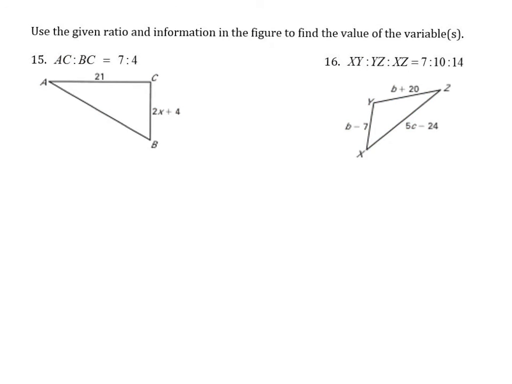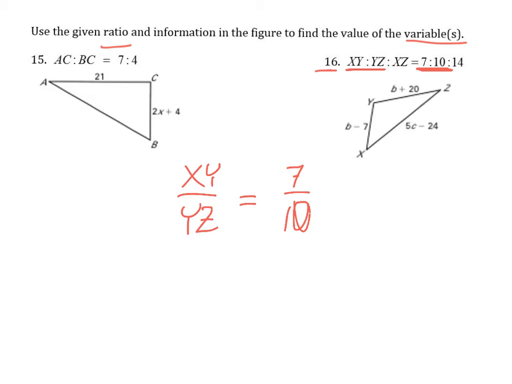For the next couple problems, they give you a ratio, and they want you to solve for the variable or variables that you're dealing with. So let's jump to number 16. So they give me an extended ratio, xy, yz, xz, and then 7 to 10 to 14. Okay, well, I can't really set up a ratio into a proportion and solve if I have 3 different terms. So let's just focus on the first 2. So what I'm going to do is rewrite it as a proportion, as I said. So xy over yz equals 7 over 10.